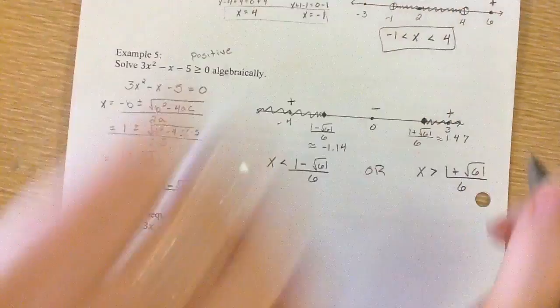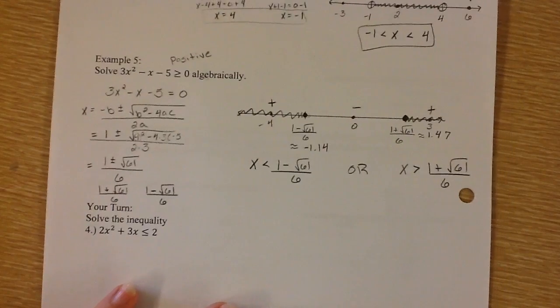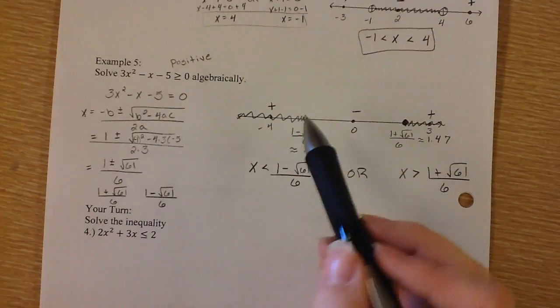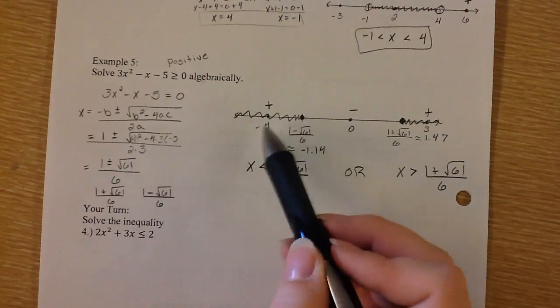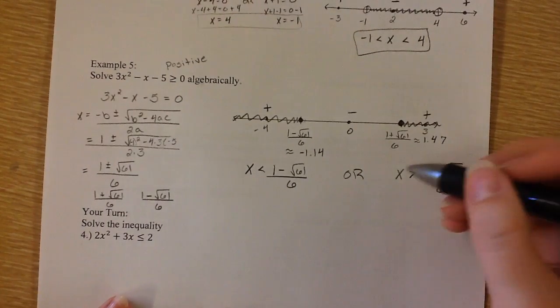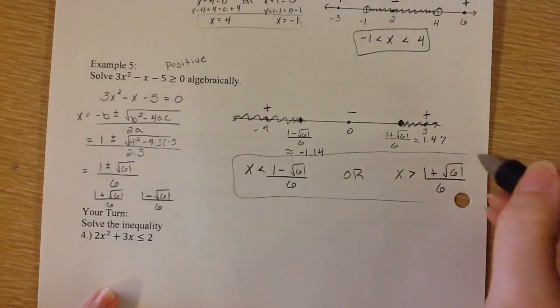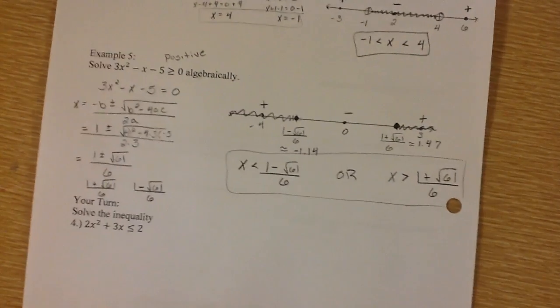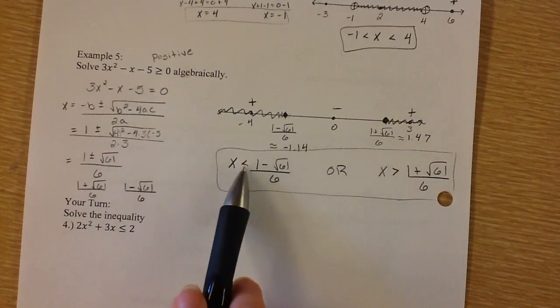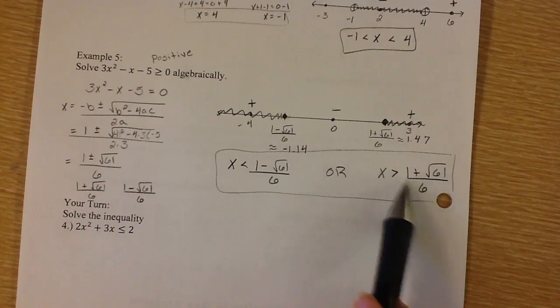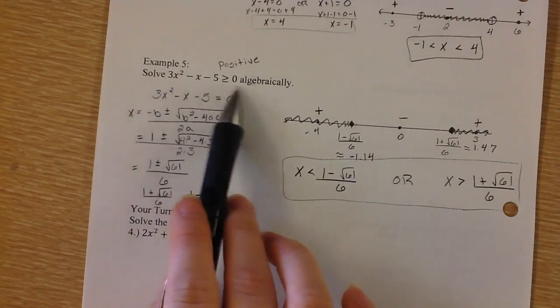So there's my solution. Okay, again, you could write your answer in words. X is less than 1 minus square root of 61 all over 6, or x has to be greater than those numbers. Okay, so there's my solution. So as long as I have numbers less than this thing or greater than this thing, they will make this statement true.